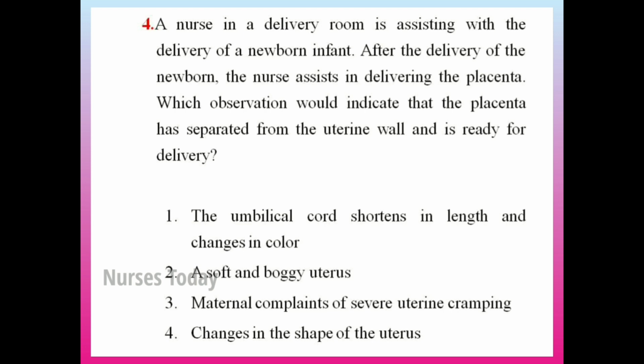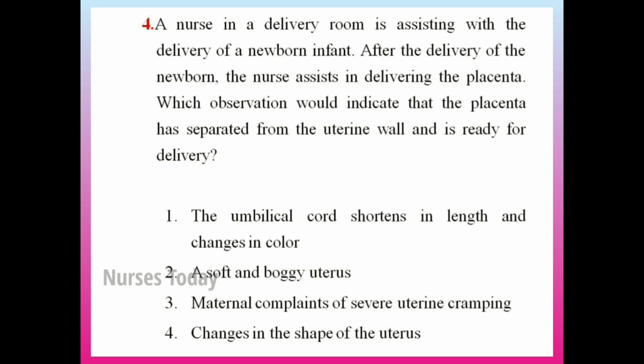A nurse in a delivery room is assisting with the delivery of the newborn infant. After the delivery of the newborn, the nurse assists in delivering the placenta. Which observation would indicate that the placenta has separated from the uterine wall and is ready for delivery? Option 1. The umbilical cord shortens in length and changes in color.